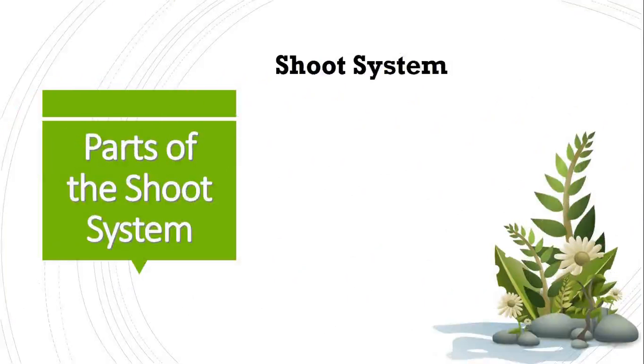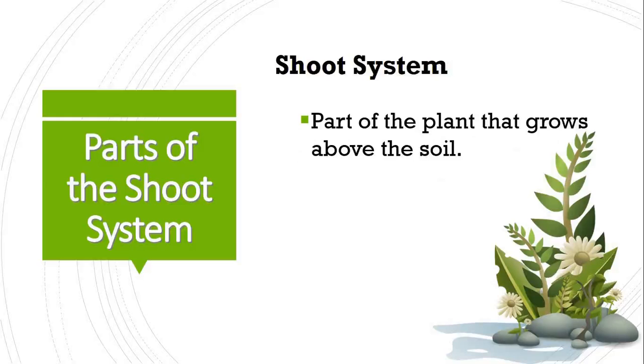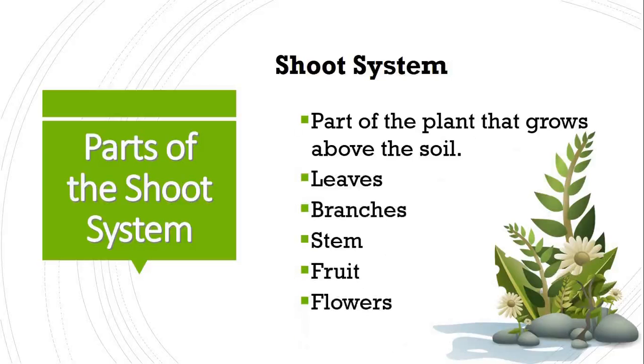The shoot system is the part of a plant that grows above the soil. It consists of leaves, branches, stem, fruit, and flowers. The stem is the main part of the shoot system. It bears the leaves, flowers, and fruits. Leaves produce food for the plant. Different plants have different leaves.